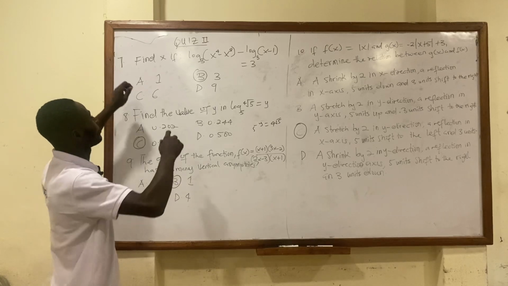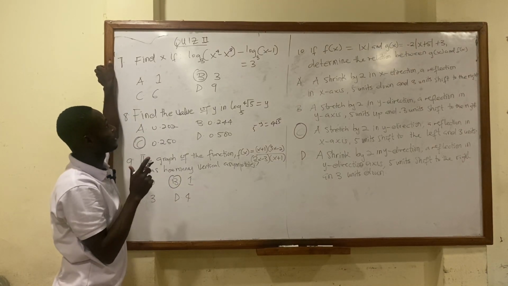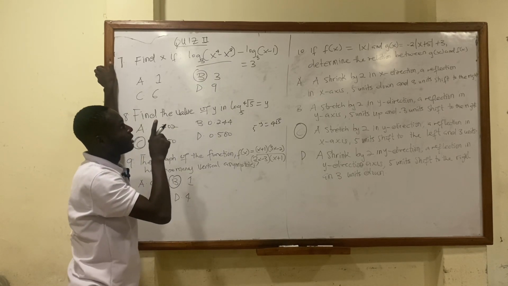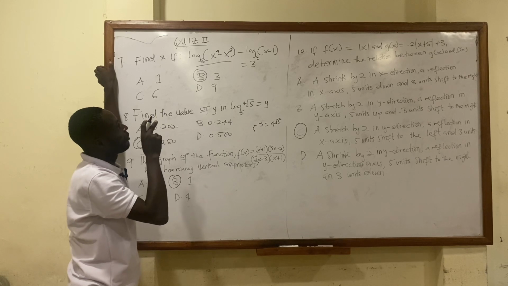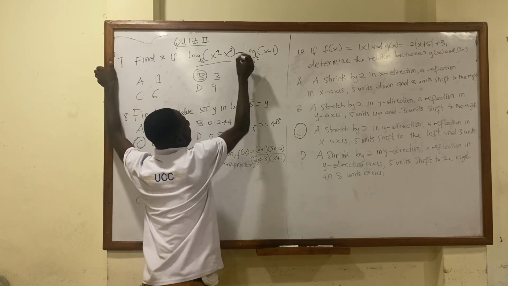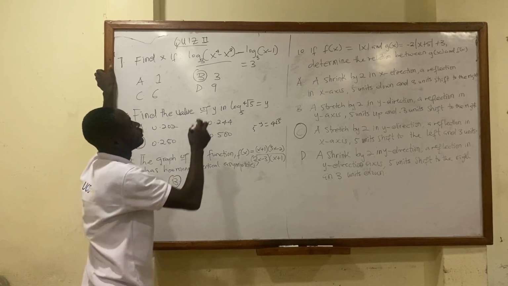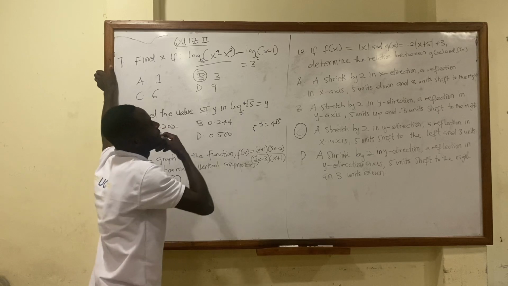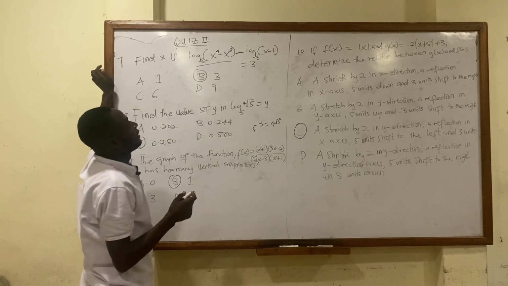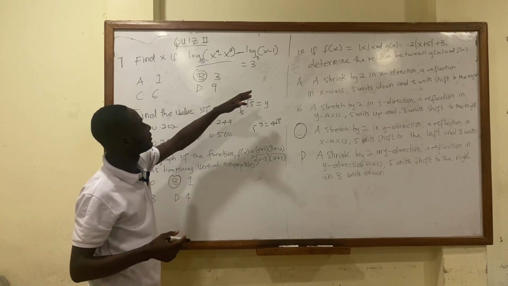So we continue with question number 7. All right. So question number 7 is, find x if log base 3 of x power 4 minus x power 3 is equal to log base 3 of x minus 1. All right. So this, you know that in logarithm, if you have something like this and they are subtracting, you can divide.